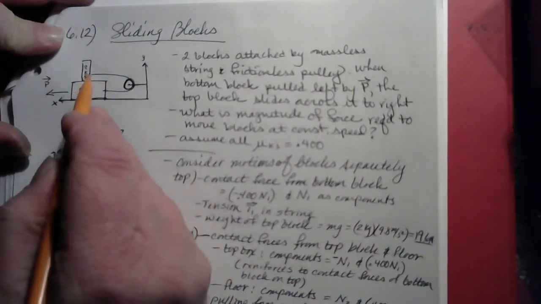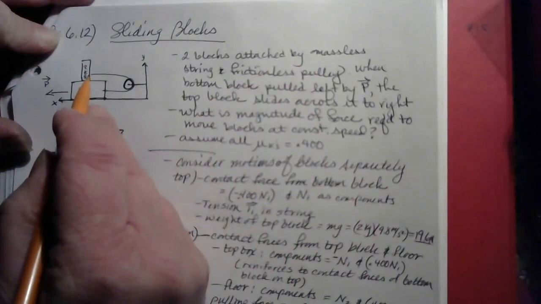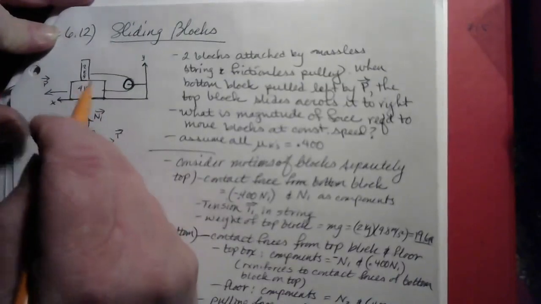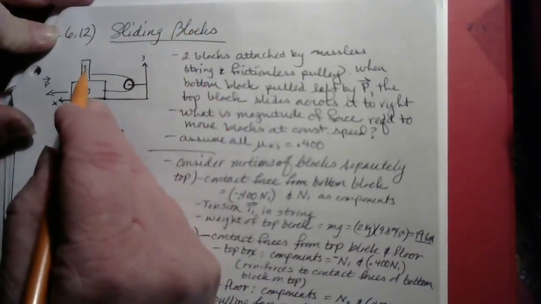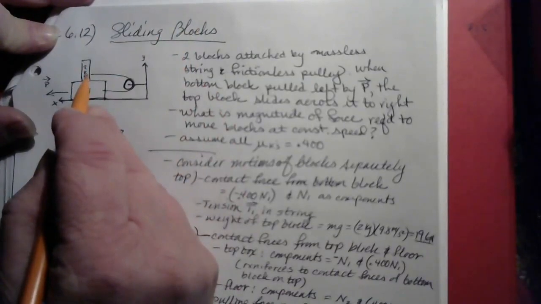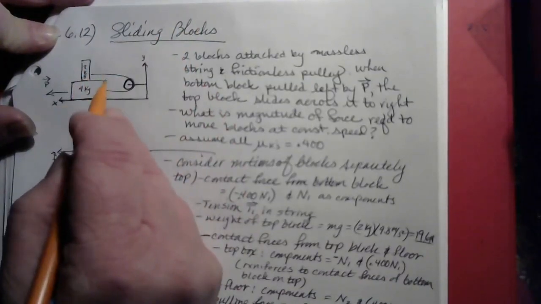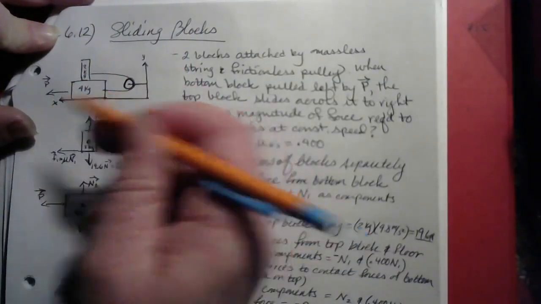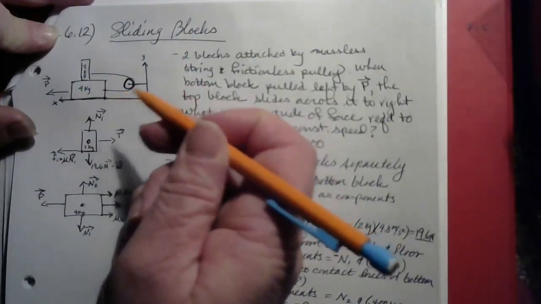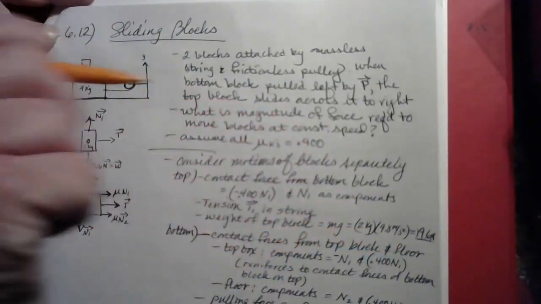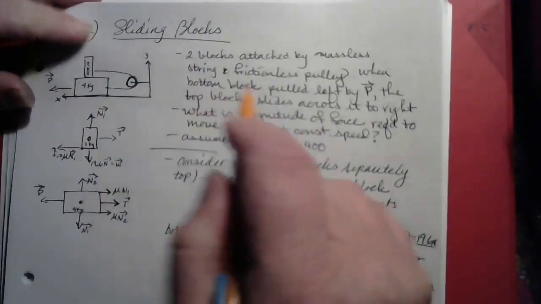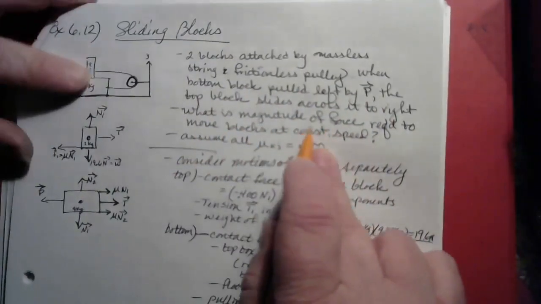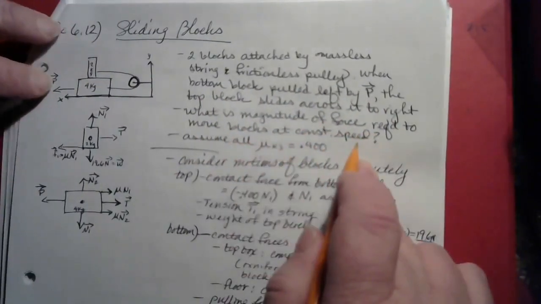That's going to have the effect, first of all, of pulling the heavier box toward the left, of course, but it's also going to have the effect of pulling the lighter box to the right across the bottom box because of the way they're attached on the pulleys. If you pull the bottom box to the left, that's going to pull on the string, which is going to pull the top box in the opposite direction. Okay. So we want to know, what is the magnitude of the force required to move the blocks at a constant speed?